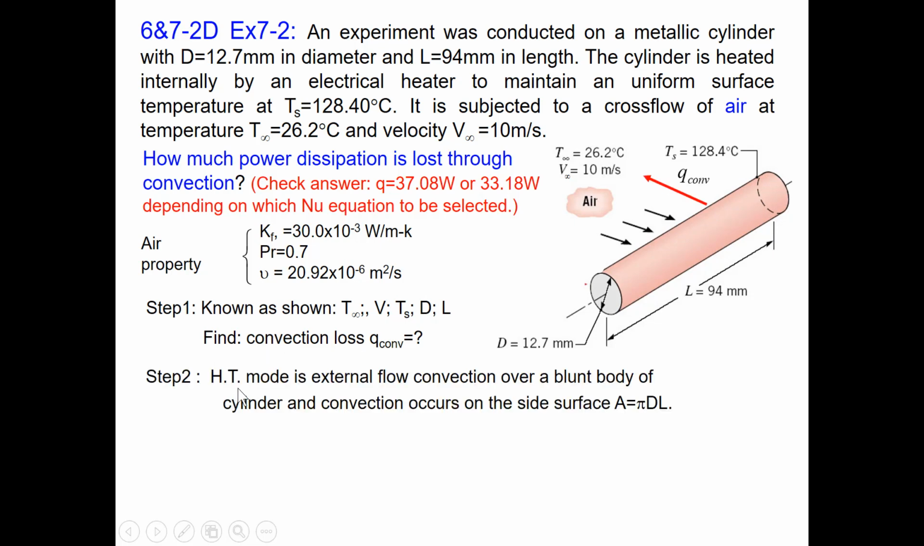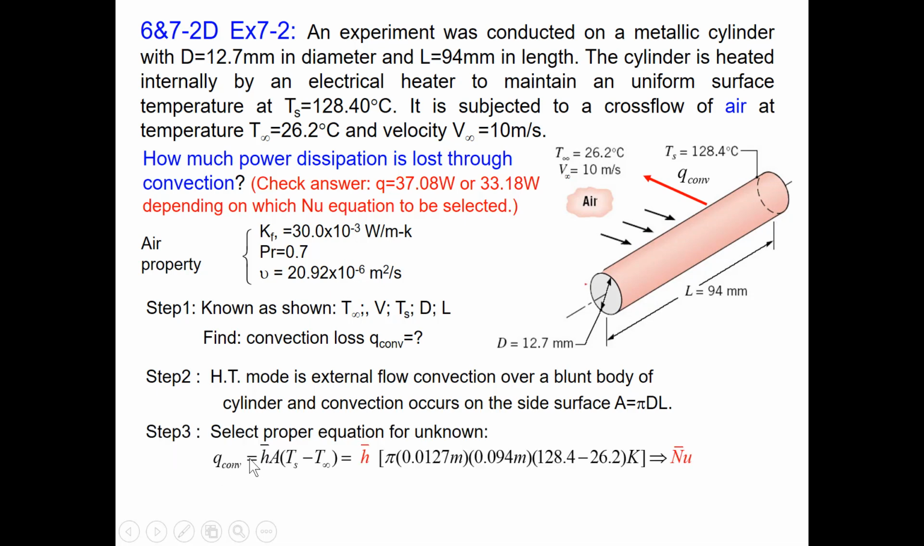Step 2, we need to identify the heat transfer mode. There's a convection between the solid surface and moving fluid. The flow of air is around a cylinder. Therefore, it is confirmed that the heat transfer mode is an external flow convection over a blunt body, the cylinder, and the convection occurs on the side surface of the cylinder, A, which is pi D L.